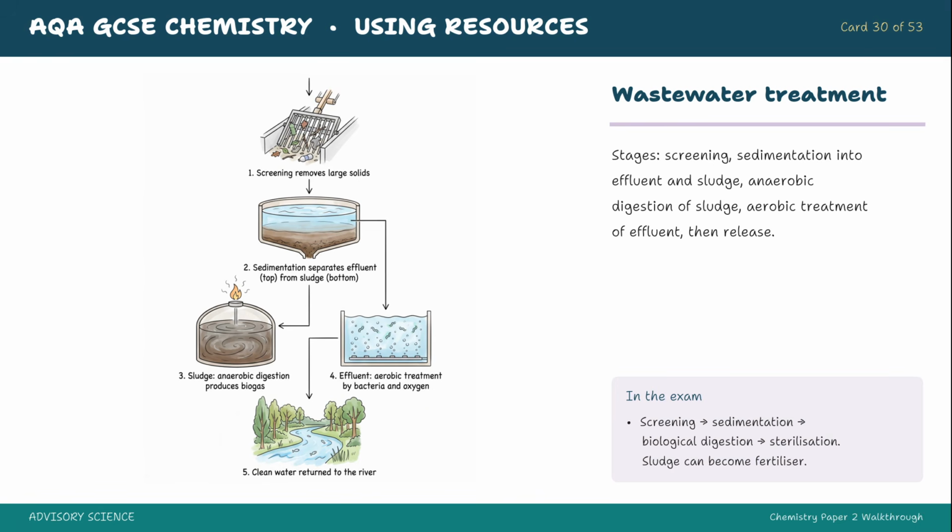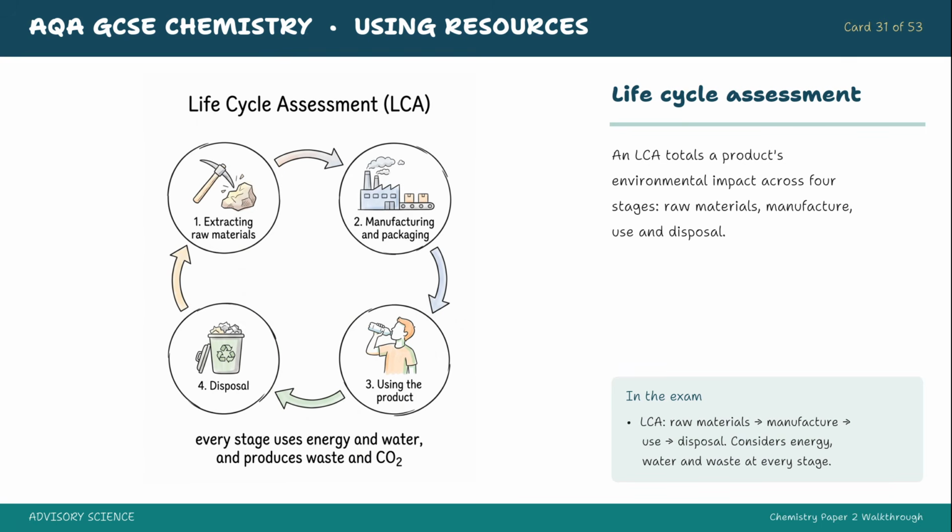Life cycle assessments. A life cycle assessment, or LCA, is carried out to work out the total environmental impact of a product across its entire life. It looks at 4 main stages: getting the raw materials, manufacturing the product, using the product, and finally disposing of it at the end of its life. At each stage, the LCA considers things like the use of resources, the energy needed, and any pollutants released to the water, land, or air.